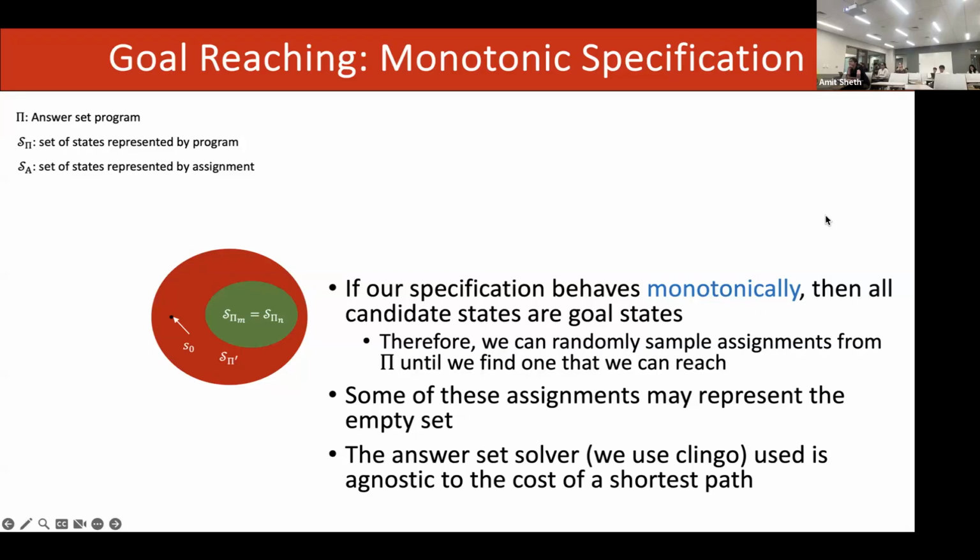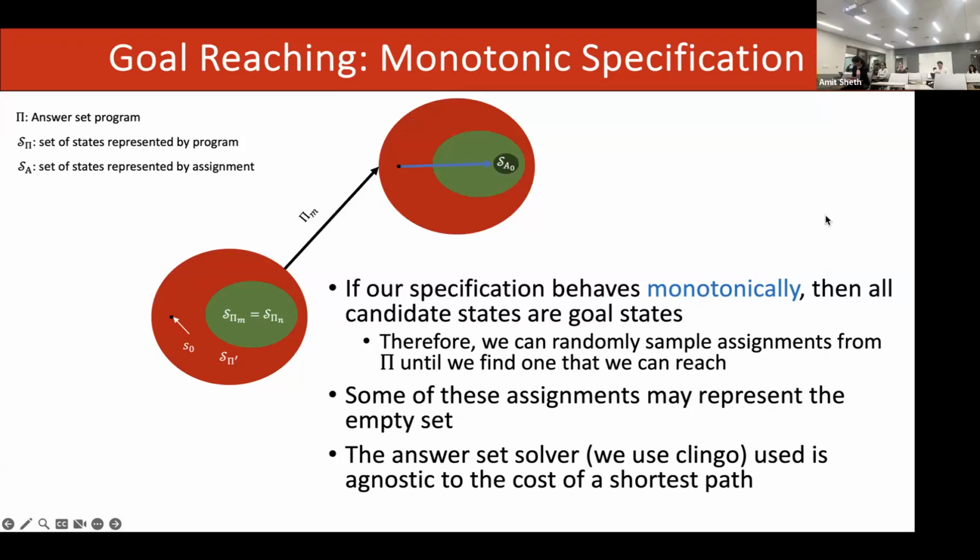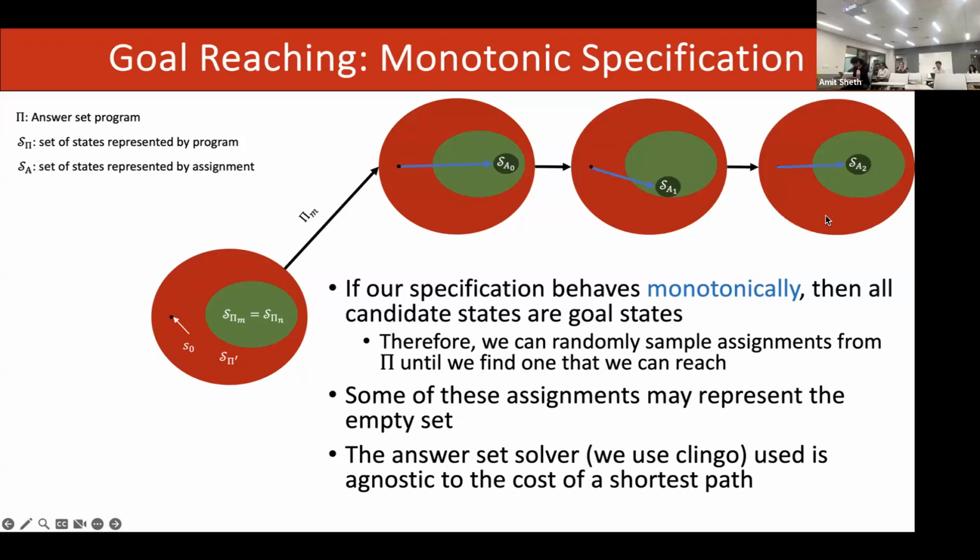Now, with this answer set programming, there can be multiple different partial assignments that are going to satisfy this program. So for example, I could sample one of these partial assignments and it can be further away from the start state. I could sample other partial assignments that are closer to the start state. And we then would, of course, prefer the ones that are closer. And so one thing we can do to address this is we can sample multiple different partial assignments and pick the one we think is closest and then try to find a path to that one.